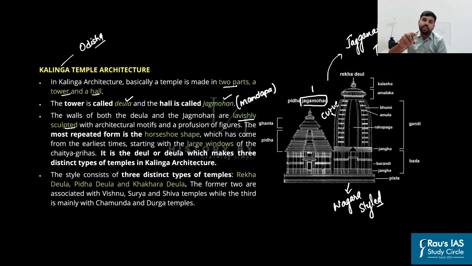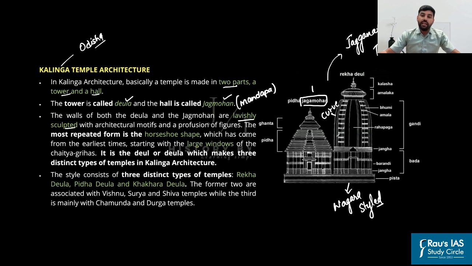All right. So this is curvilinear. It is not pyramidal. In Dravida style, you have pyramids. It is not pyramidal. It is curve. The shape is actually curve. So the Kalinga style is also like a Visarai style. It is also a mix and match of both.